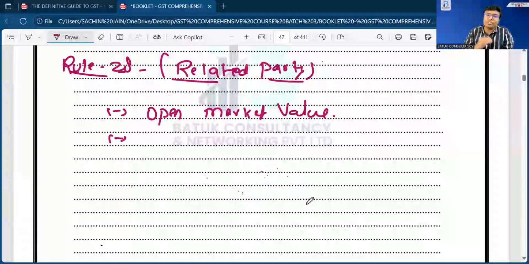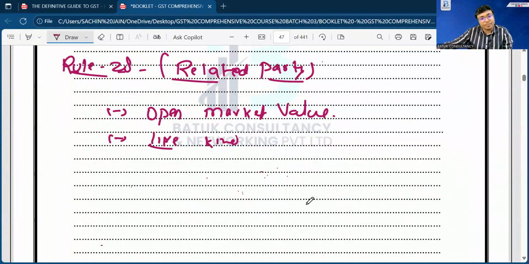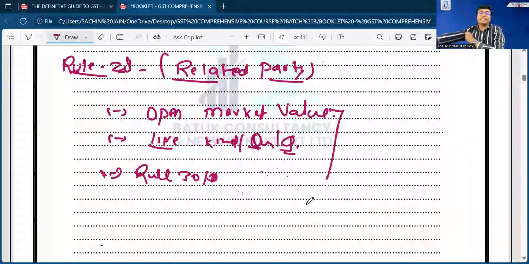Suppose the open market value is not available in the market, in that case you can take like kind, quality and quantity value. And if the like kind, quality or quantity value is not available in the market, in that case we have master key rule number 30 and 31. जिसका सॉल्यूशन किसी के पास नहीं है, उसका सॉल्यूशन रूल नंबर 30 and 31 के पास है. So this 30 and 31 is the master key for us. So rule number 27 will be applicable when the price is not the sole consideration. Second, rule number 28 is applicable in case of related parties, distinct persons.